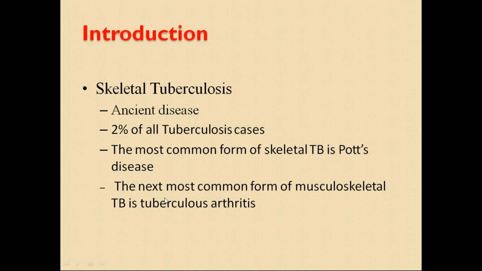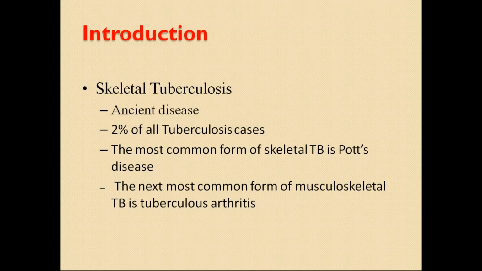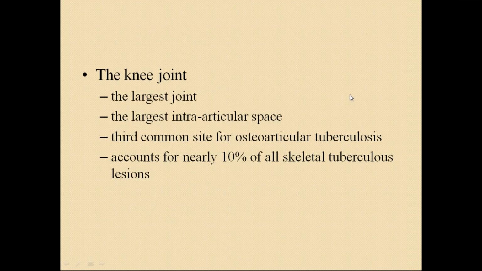The next most common form of skeletal tuberculosis is tubercular arthritis, that is, TB arthritis of the knee or hip joint. Apart from the hip joint, the knee joint is the most common joint affected in tuberculosis.